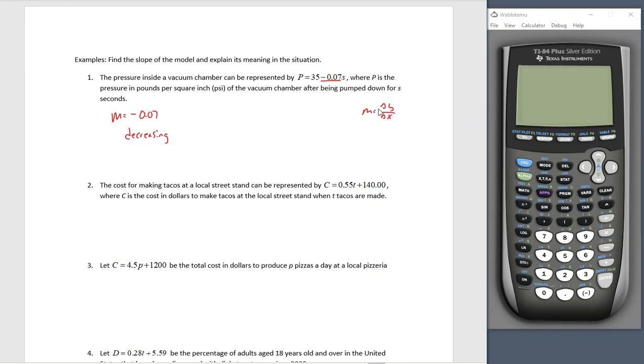That's a delta. Delta is the Greek symbol for change. And so slope units will be the units of y, the output. P is the pounds per square inch. The units of x in general, the input, is seconds. So it's decreasing by 0.07 psi per second. So that's what it means by explain its meaning in the situation.